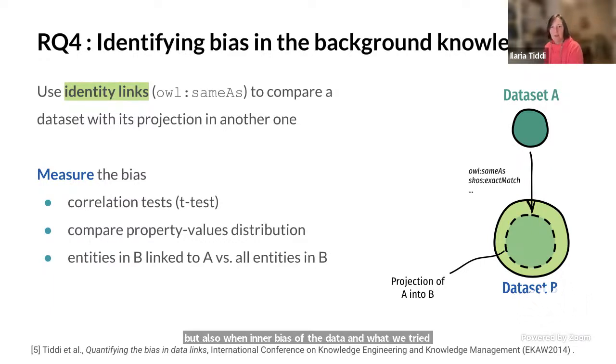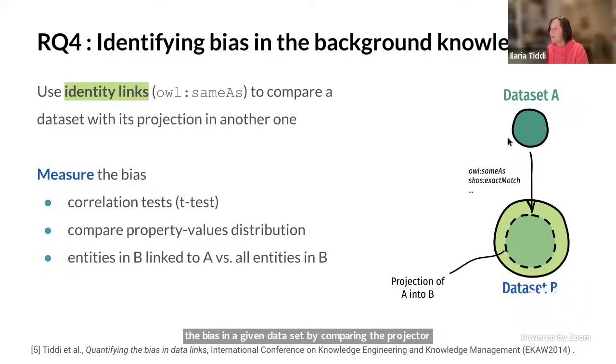use identity links. So remember that we are still talking about linked data, where data sets are connected to each other through identity links, including same-as. And what we tried to do was to measure the bias in a given data set by comparing the projection on one data set into another one.